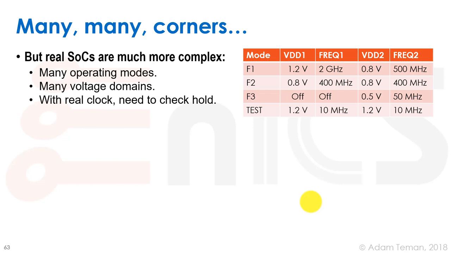Real SoCs are much more complex. They have many operating modes. They have many voltage domains. With a real clock, we also need to check hold. So just for example, in this type of spec, we have these three different functional modes and a test mode. Each one of them has two different supply voltages, VDD1 and VDD2. And in each mode, we have different voltages in the spec for each supply, which means we have different lib files that describe them and so forth. And then we have different frequencies running in each type of mode for each area of the supply, which get the different supply voltages. In fact, in mode number 3, we have this VDD1, which is power gated and turned off, so there's not even any frequency. And we have to check all of this, both in setup and in hold.